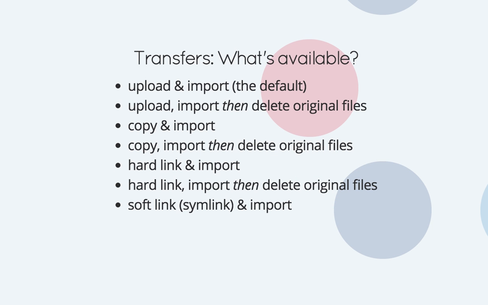So what else is available? Well, there's upload and import. That's the default that we looked at a few slides ago. There's upload and then delete the original files. There's a copy, which uses the native copy system for the operating system. And again, there's a delete option with that. There's a hard link we've just looked at. And then finally there's symlink and import, which obviously doesn't have a delete option.